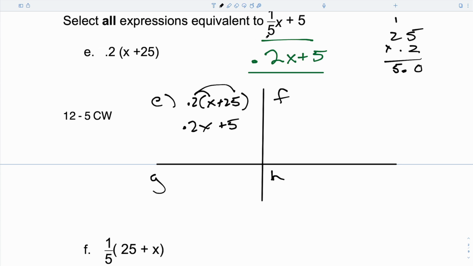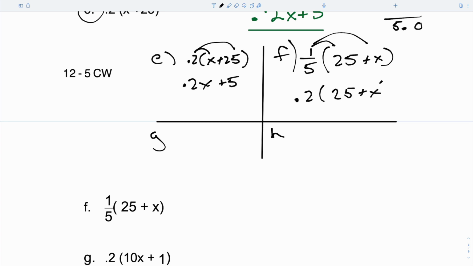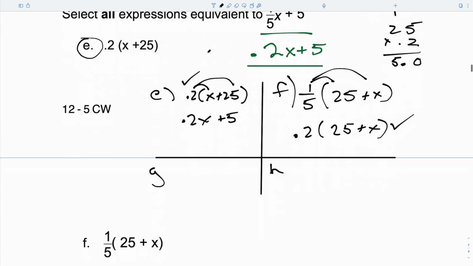Carson, does E match? Yeah. 0.2 x plus 5 looks like it does. That's an option. Does F match Josh? What? Does F answer match? Yes. What does this turn into? 0.2 x plus 5. Did you convert this to a decimal? Yeah. That works too. You could rewrite it as 0.2 times 25 plus x. And notice, this is the same thing. So F has to be E.